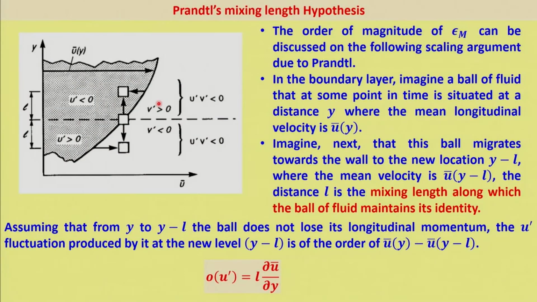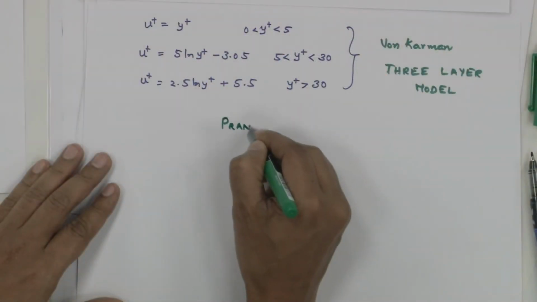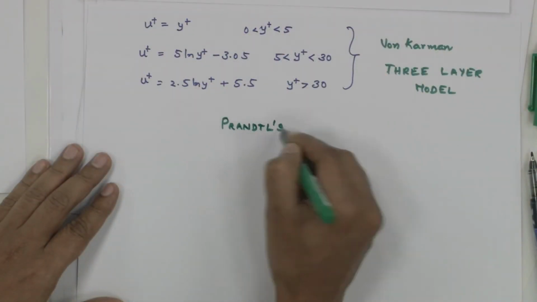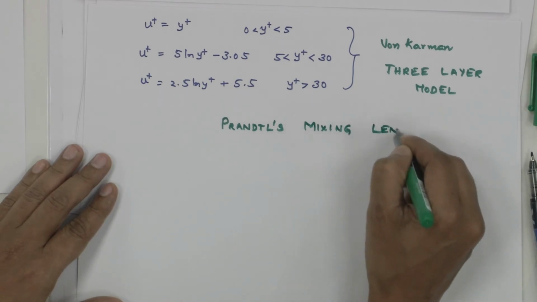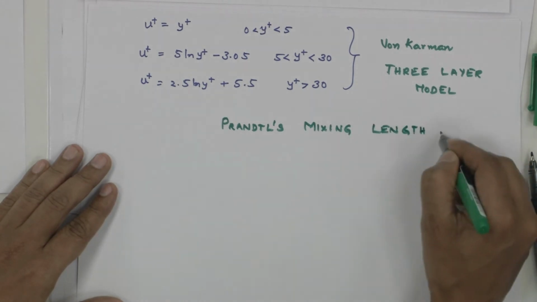So now the last one is Prandtl's mixing length hypothesis, which is what I had explained. Let us take up Prandtl's mixing length hypothesis.